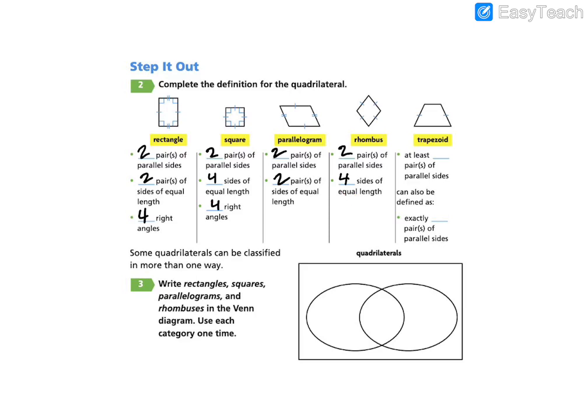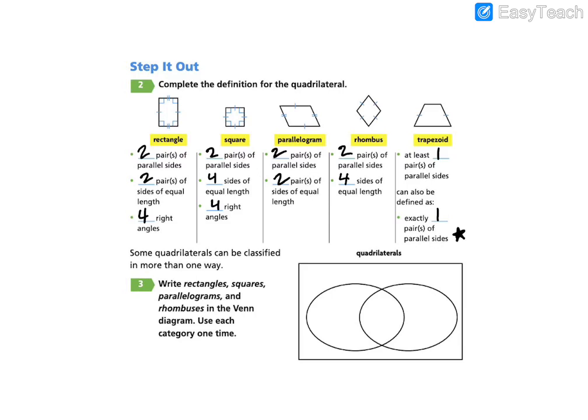And finally, we have our trapezoid. A trapezoid has at least 1 pair of parallel sides, but it can also be defined as exactly 1 pair of parallel sides. This is a definition you might see more commonly, that a trapezoid has 1 pair of parallel sides.